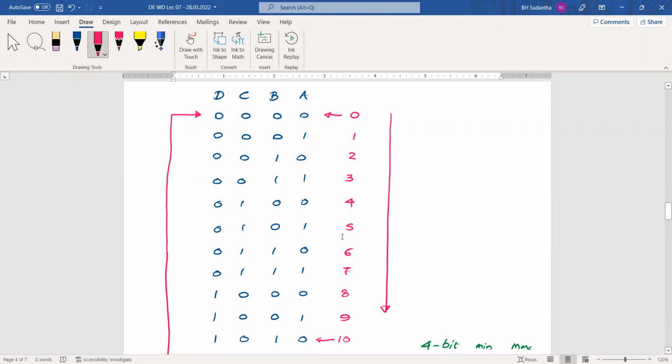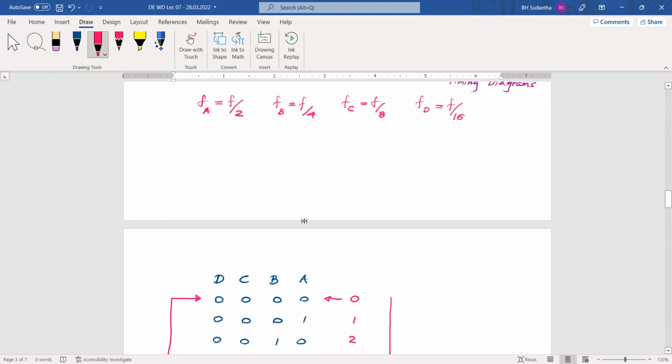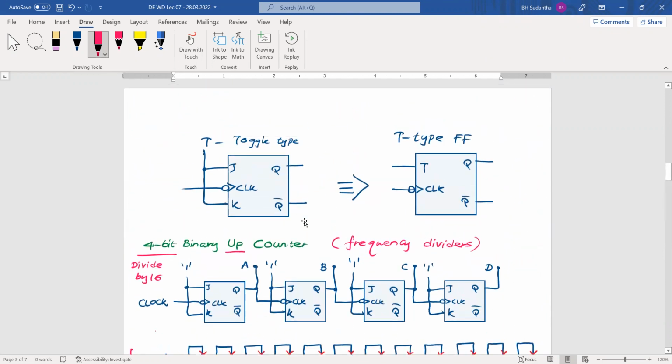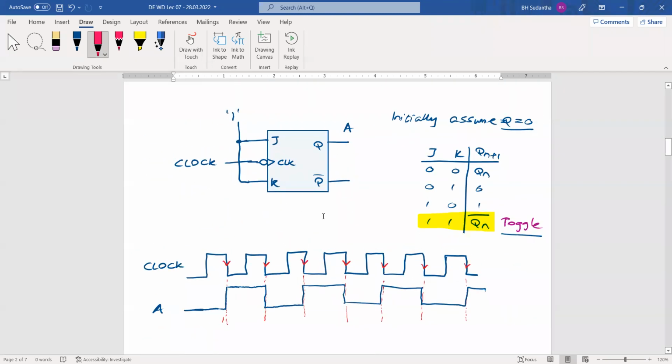Is it clear? If we give the input as 0, it will be down count. But we can't receive this toggling action unless we connect this flip-flop's inputs to 1, 1 permanently. Because when you consider the JK flip-flop truth table, this 1, 1 combination gives only this toggling action. If you change this input to 0, 0, it will do nothing.